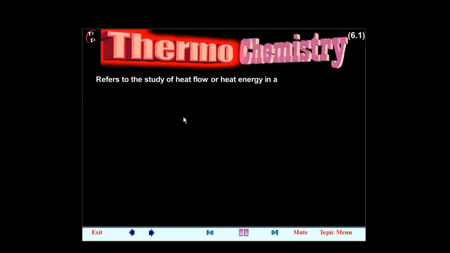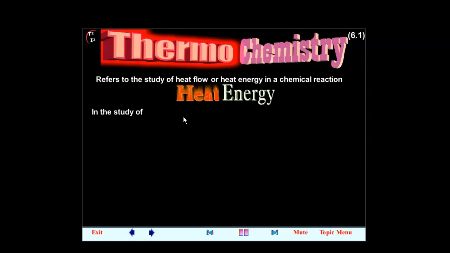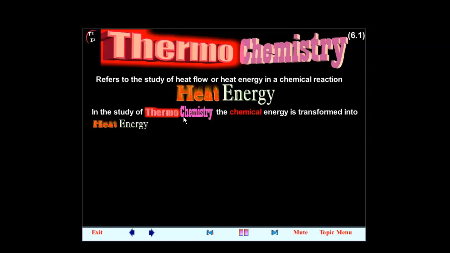Thermochemistry refers to the study of heat flow or heat energy in a chemical reaction. Heat, energy. In the study of thermochemistry, the chemical energy is transformed into heat energy during a chemical reaction.